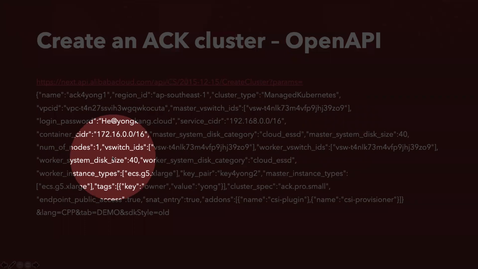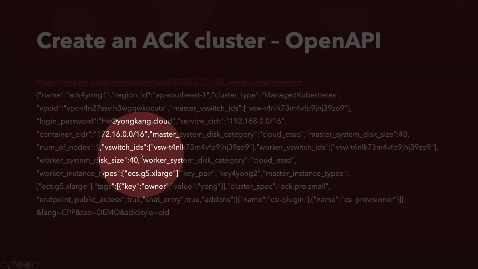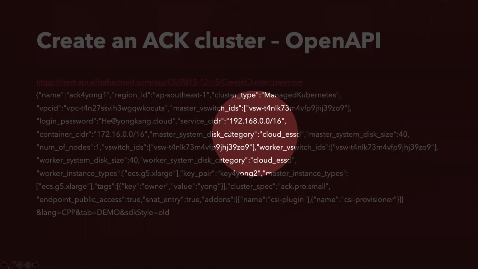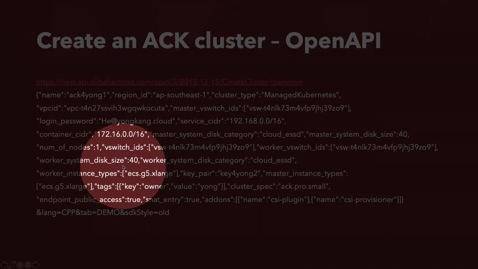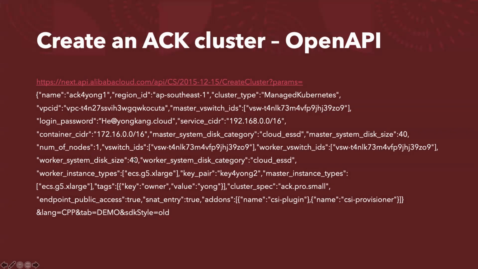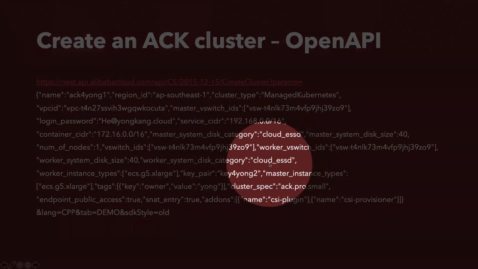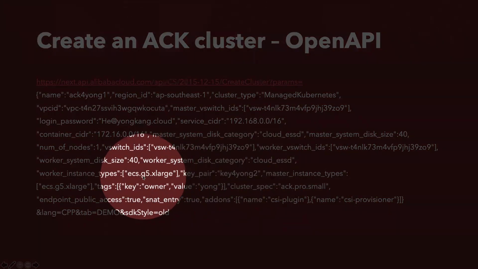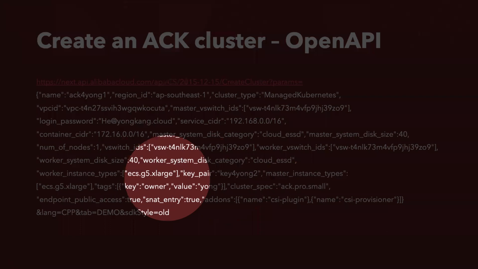And for the number of nodes, we also need to put in the vSwitch ID, followed by the work node vSwitch ID. I was using the same one basically. And the work node system disk size uses 40 GB as well. And the disk category, in this case, I was using the cloud ESSD category, the same disk type basically. And my instance type. So for the work node, I was using ECS.G5.Xlarge. I remember that's 2 CPU and 16 GB memory. So if I remember correctly, but I can verify.